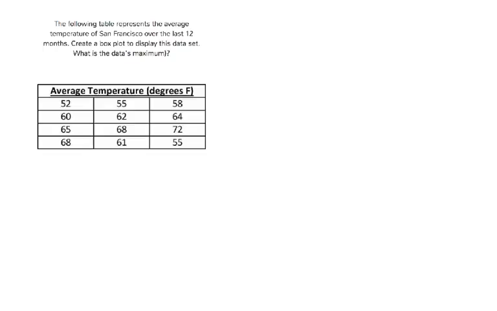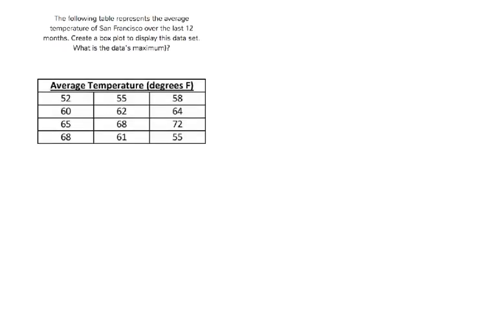Okay, so we have a table that represents the average temperature of San Francisco over the last 12 months. We are going to create a box plot, and we are looking for the maximum value of the data. If we're going to create a box plot, we actually need 5 values.